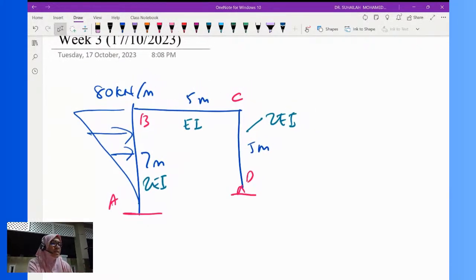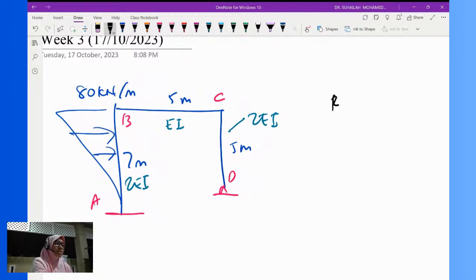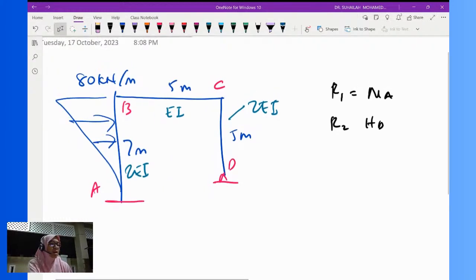So in this frame, let's say R1, redundant number 1, is the moment at A, and redundant number 2 is HD. Okay, so we have three possible primary structures. This is possibility number 1, where we have to remove MA and HD. So from this we know that there are three determinate structures.